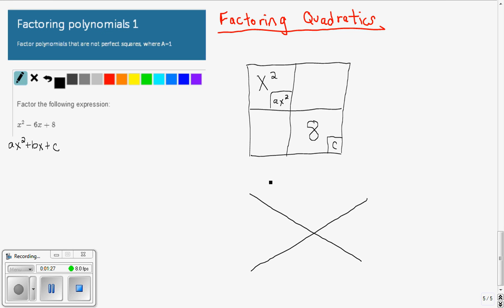The top of my diamond is my product, and I'm going to get this number by taking the ax squared term and multiplying it by my c term. So I take ax squared, which again in this case is x squared, and c, which is 8, and I multiply them together. I'm just going to write that here so I can see what I've done. And I get 8x squared in this case.